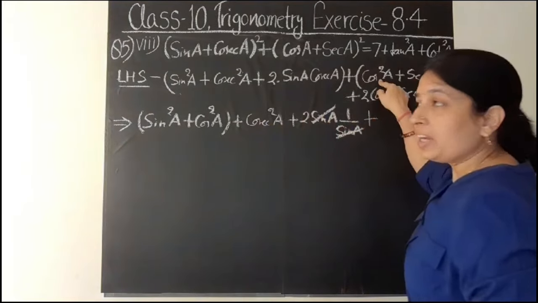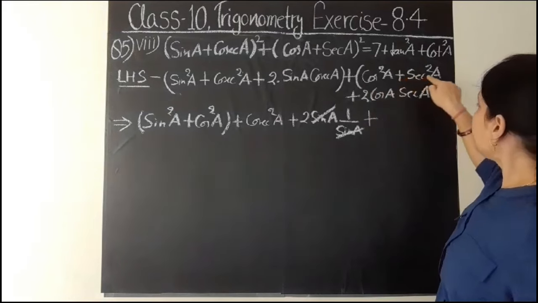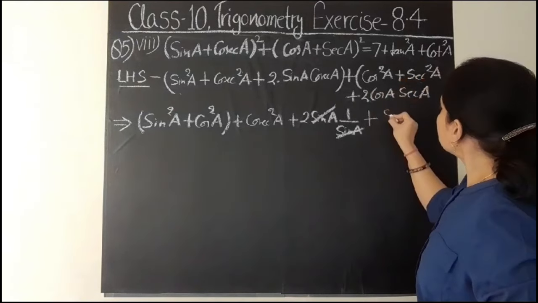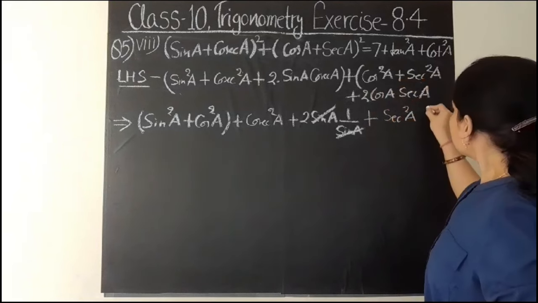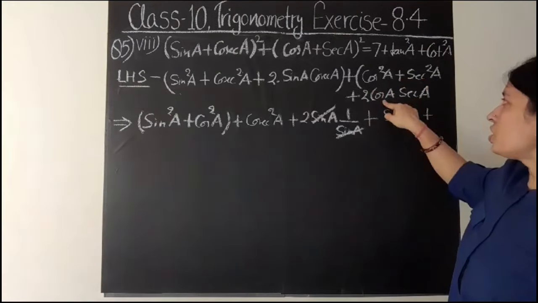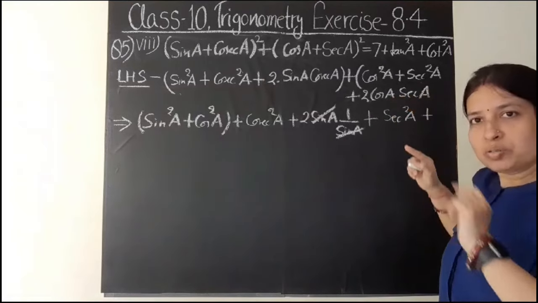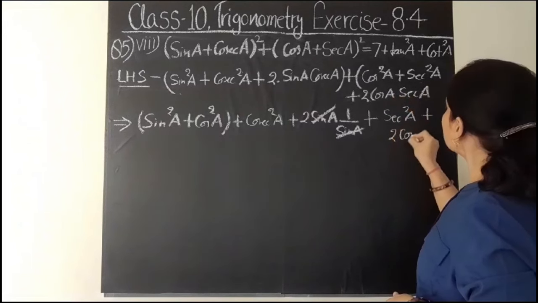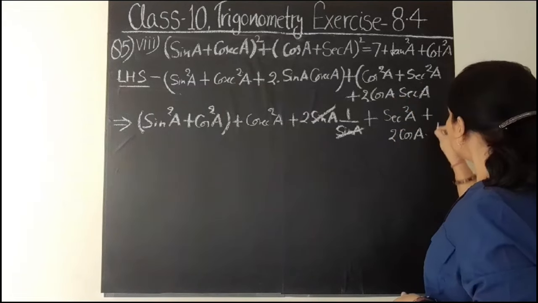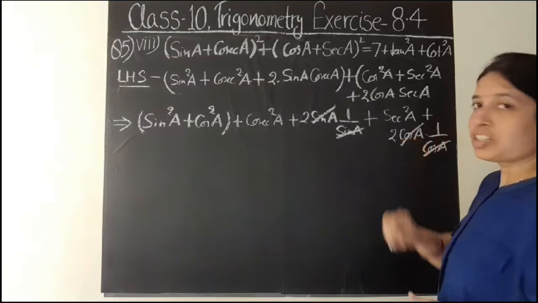This cos square A I have already written here, and after that it is sec square A. So write here sec square A as it is. Then here it is 2 cos A into sec A. You also know that sec A is equal to 1 by cos A. So write here 2 cos A into 1 by cos A. So this cos A and this cos A will cut.